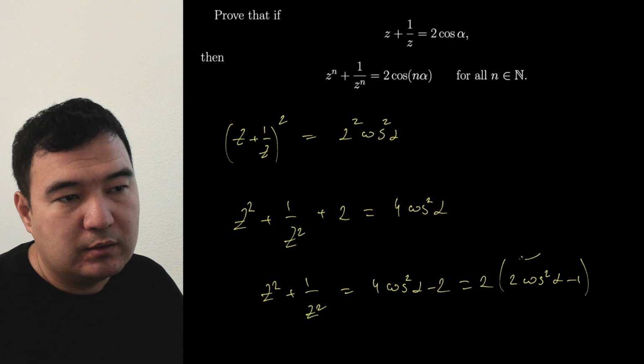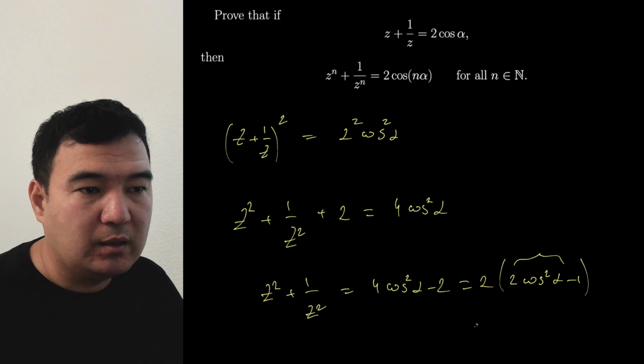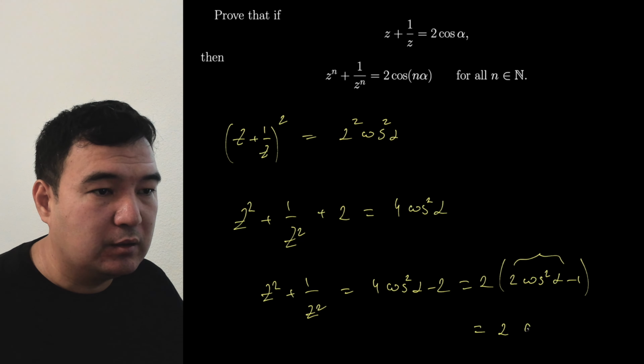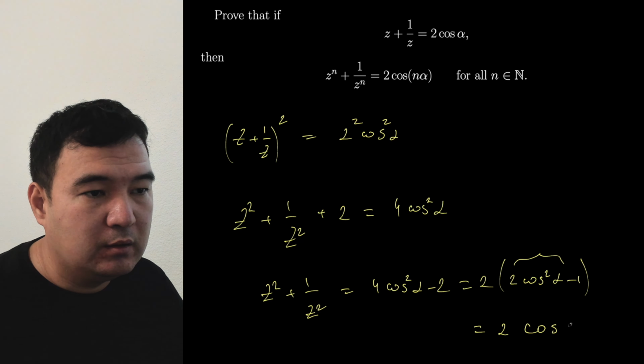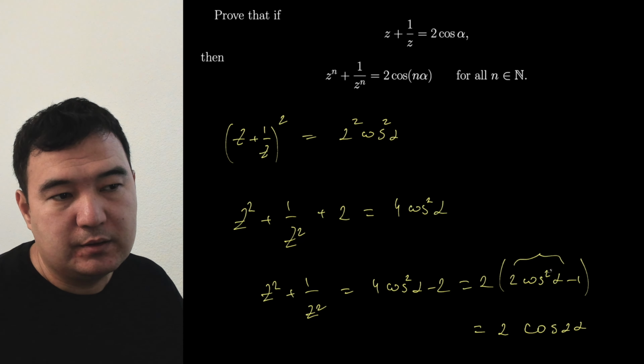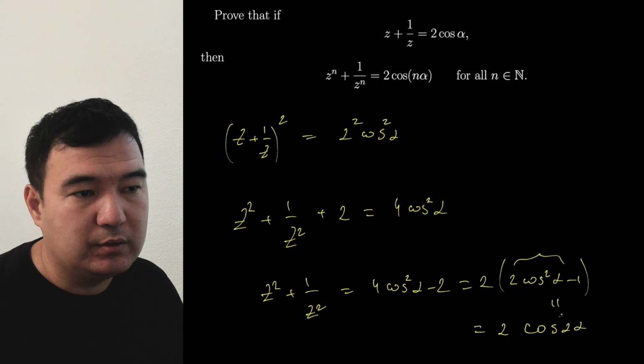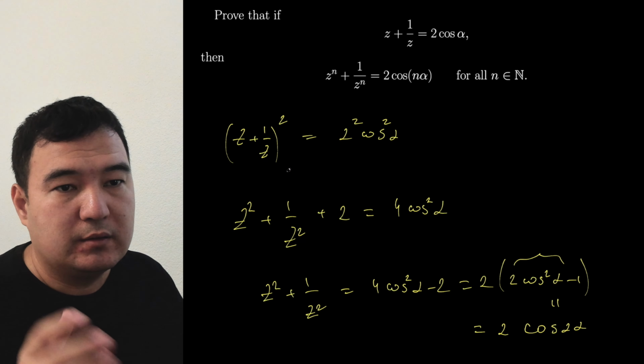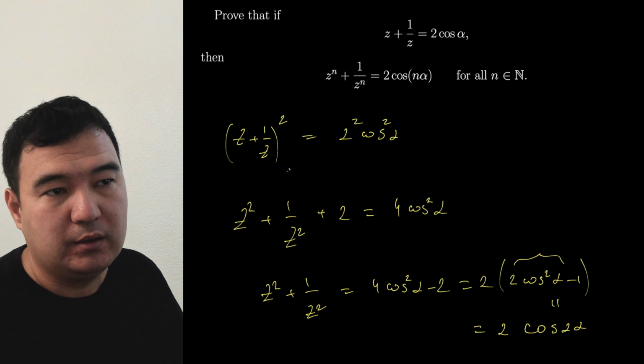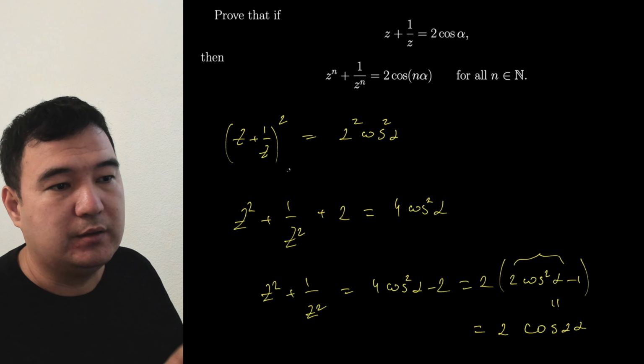And this is, by the double angle formula, just like cosine 2 alpha. This is the double angle formula. These are equal to each other. So if I take the square, I have the identity true for n equal to 2.